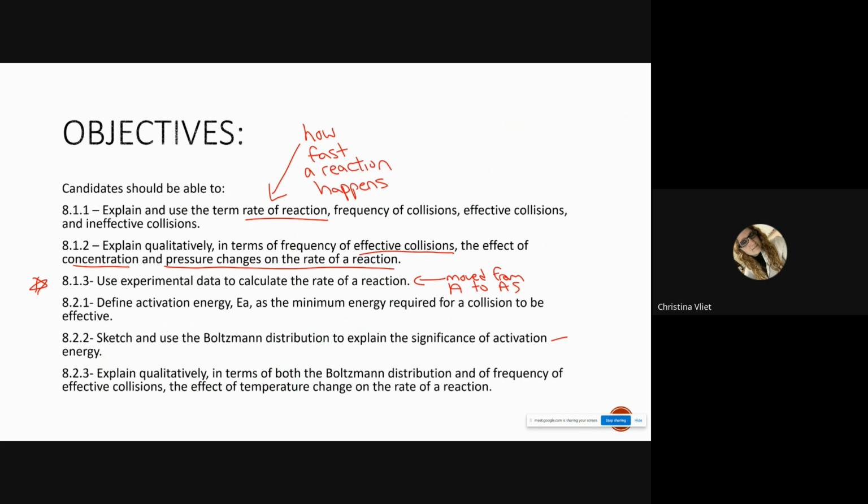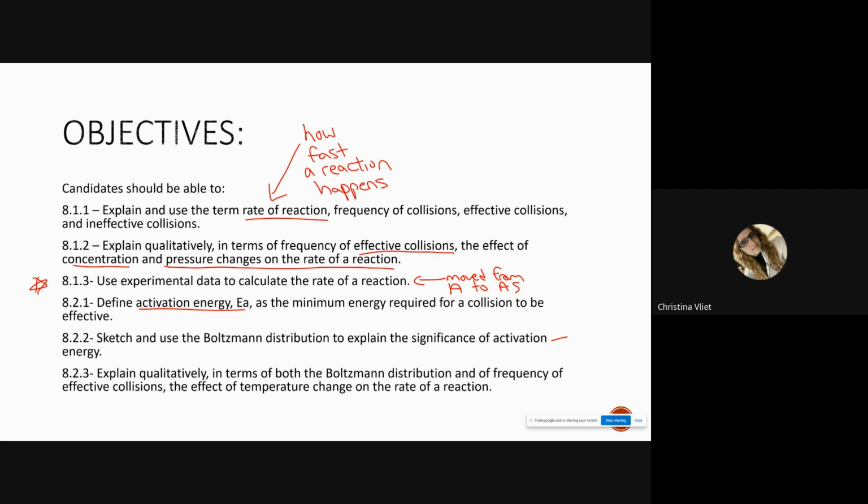8.2.1, activation energy. If you've studied bio, you've heard this term before. It's the same thing. Activation energy is the minimum amount of energy required for a reaction to take place, like to jumpstart the reaction. This is the amount of energy you've got to put in the reaction to make it happen. We call this the activation energy. So for molecules to effectively collide with each other, we need the activation energy, the amount of energy for that to take place.